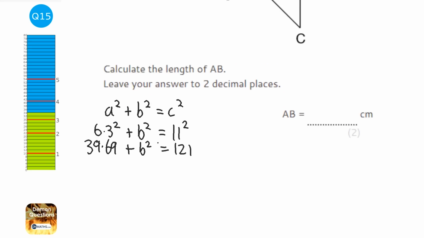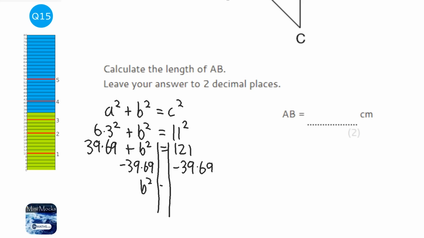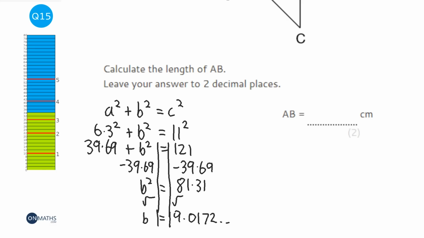So if I put my lines in, I can take away 39.69 from both sides. So b squared equals, so 121 take away 39.69 is 81.31. And then I'm going to square root both sides, extend my lines a little bit. So I'm going to square root that answer. So b equals 9.0172, blah, blah, blah. Once it's two decimal places, so 9.02 will be the answer.